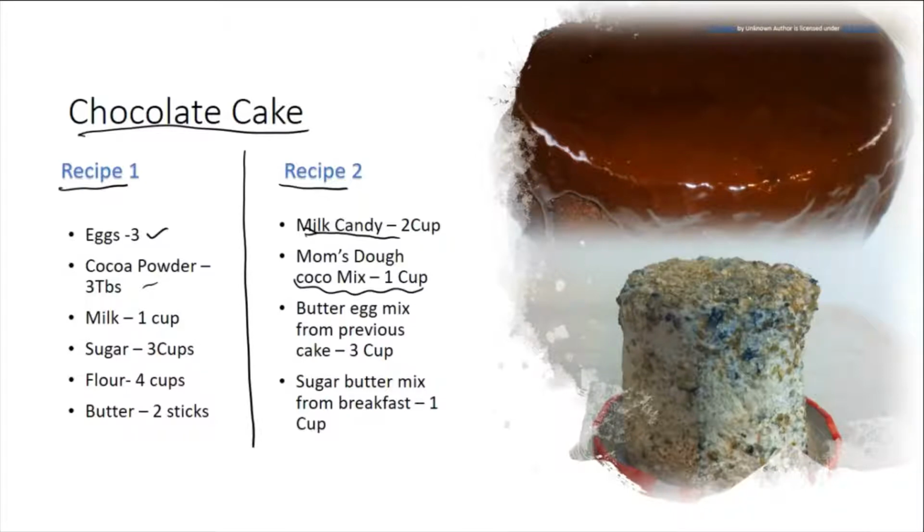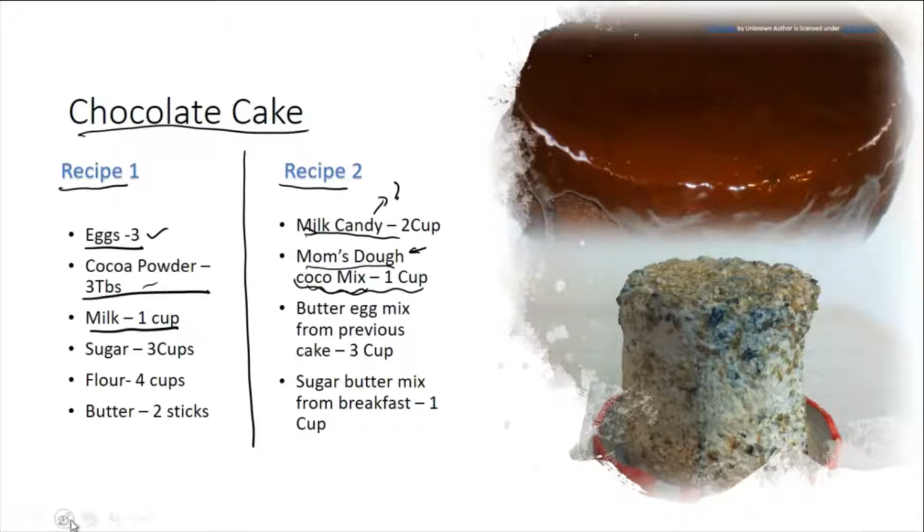For one thing, these functions are kind of harder to define. What is mom's Dow cocoa mix? It might be different for different moms, so you don't know that. What the hell is a milk candy? What ratio of milk and what ratio of sugar are going to be there? So there are a lot of problems with the second recipe, whereas the first recipe is pretty simple. There are 3 eggs, 3 tablespoons of cocoa butter, milk 1 cup, sugar 3 cups. All these are distinct ingredients.